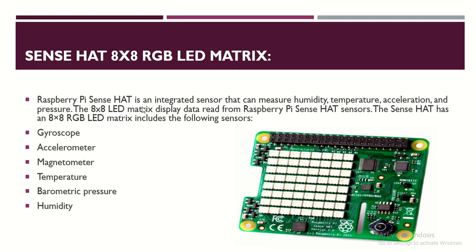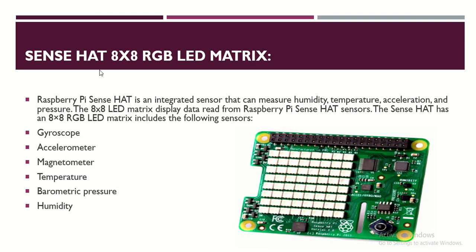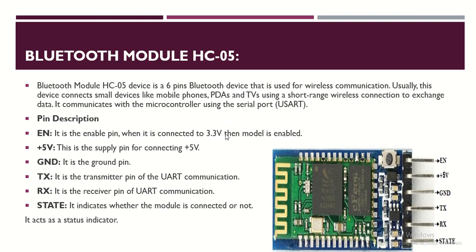So the Raspberry Pi Sense hat is an integrated sensor that can measure humidity, temperature, acceleration and pressure. It has an 8x8 LED matrix display for data read from the Raspberry Pi Sense hat sensors. The Sense hat has an 8x8 RGB LED matrix including the following sensors. It has a lot of sensors inside it: gyroscope, accelerometer, magnetometer, temperature, barometric pressure and humidity. So you can just imagine that lots of work can be done using this particular sensor only.